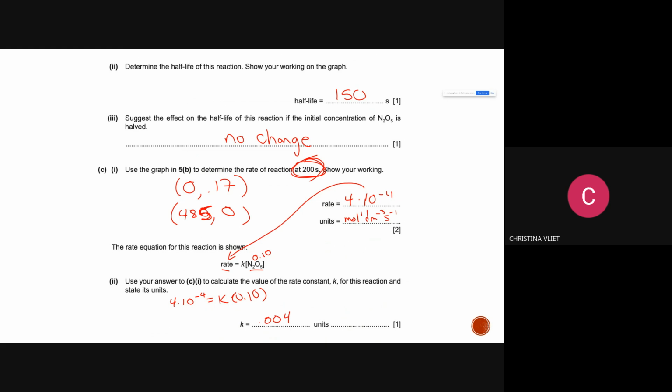What's the units for K? Ramon? S to the negative 1. Correct. Because it's first order. So the molarities cancel. So this is actually how it shows up on a Cambridge test.